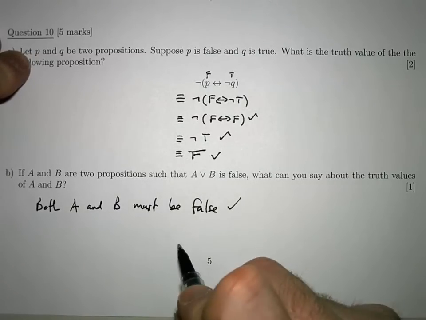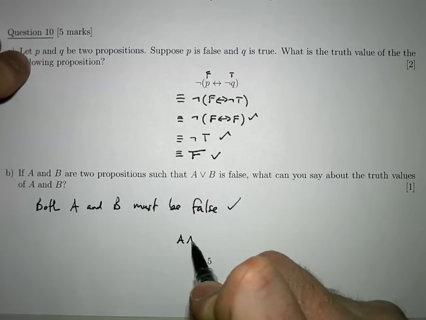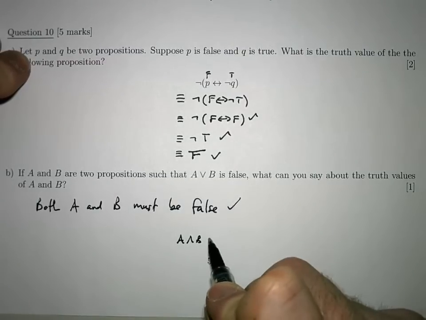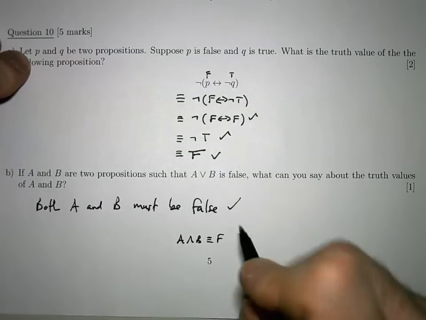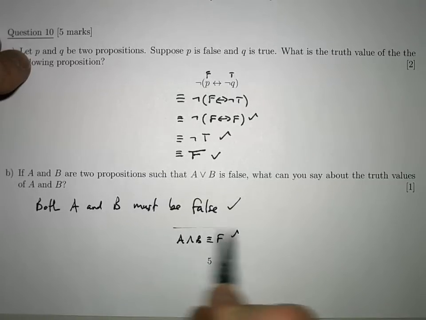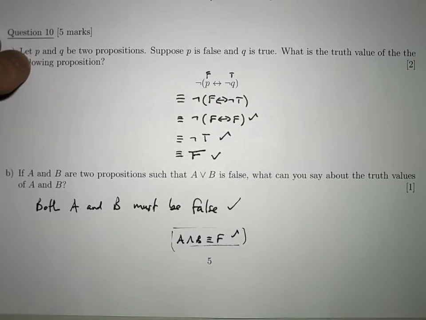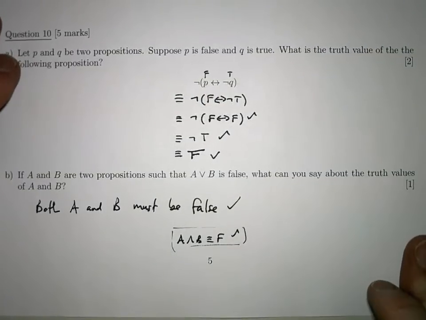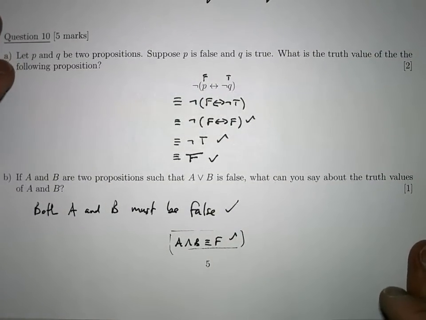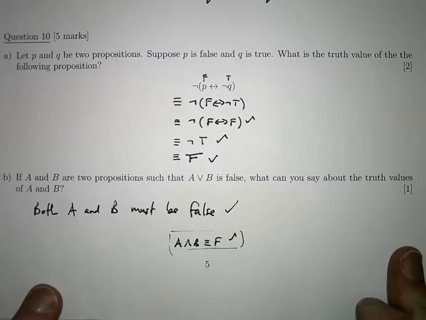And some of you, like I say, said A and B is false, and you got only half a mark because you didn't quite read the question correctly. But that is correct, and it certainly did show some working, so you did get some marks there. Okay, that's question 10.